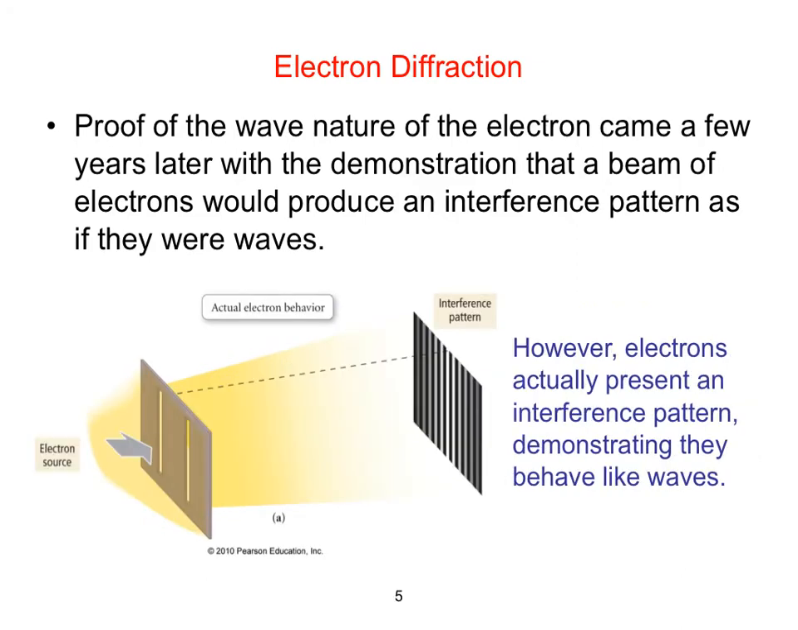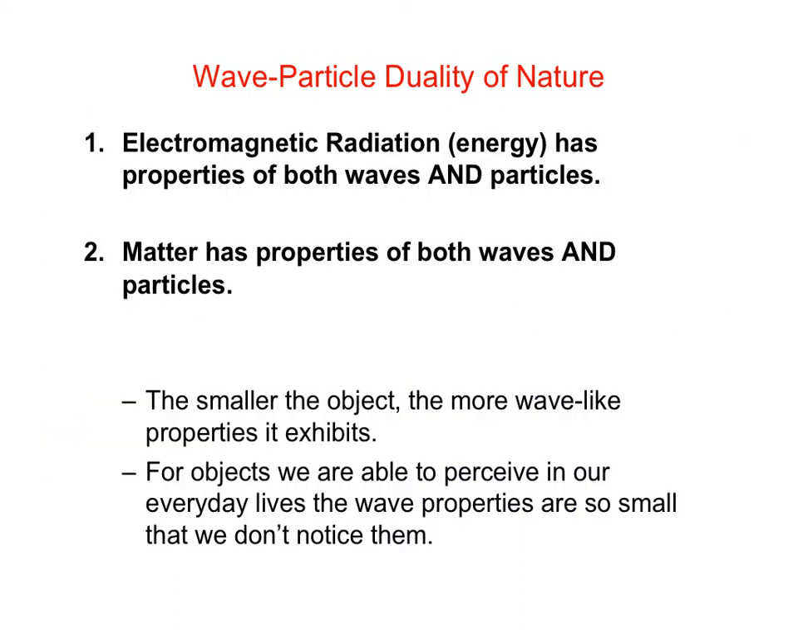If the experiment is set up correctly, and they had to use atomic crystals to diffract the electrons, they could actually observe a diffraction pattern from the electrons. And so this demonstrated definitively that electrons had wave-like properties. And it's not just electrons, but it turns out all matter has wave-like properties. And so we add on to the wave-particle duality of nature. Not only does electromagnetic radiation have properties of both waves and particles, but matter has properties of both waves and particles. And it's not just for electrons. The theory applies to everything.